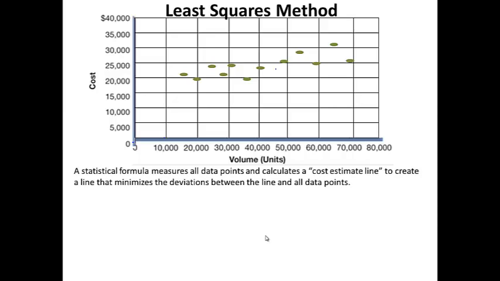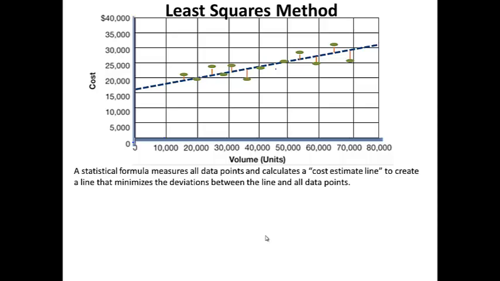Now, the least squares method is a statistical formula. It measures all the data points, I mean every single data point, and calculates a cost estimate line, in effect an imaginary line, that minimizes the deviations between that imaginary line and all the data points. Now, in this particular case, it doesn't look highly complex, but what if you have hundreds or thousands of data points? Sometimes it's a good idea to use something like the least squares method.